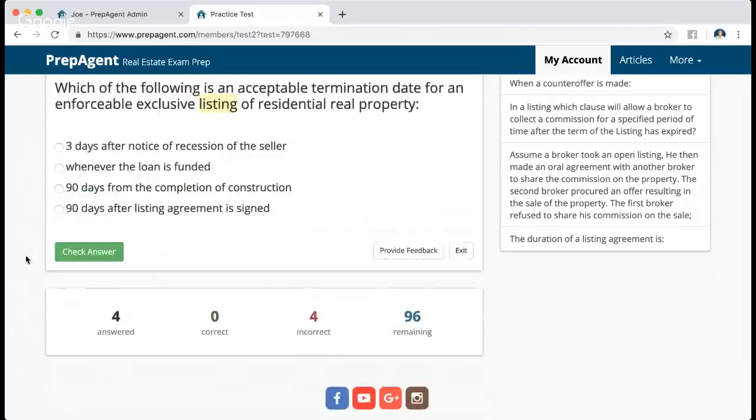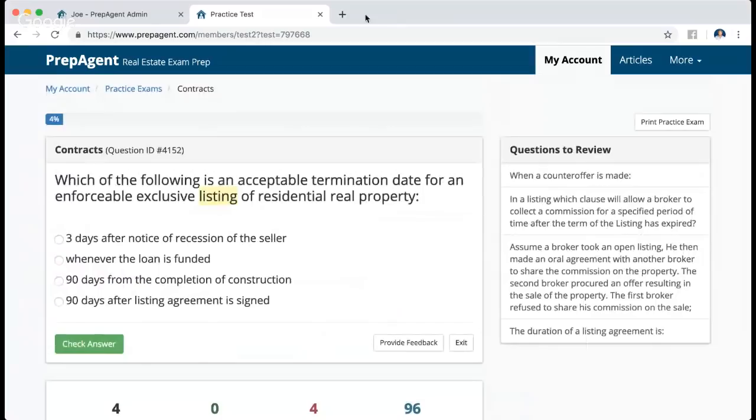Did everybody go to an open house yesterday? I hope you did. We all got to start learning about the inventory in our area. I know we're studying, but once we pass, we're going to be ready to rock and roll and go.